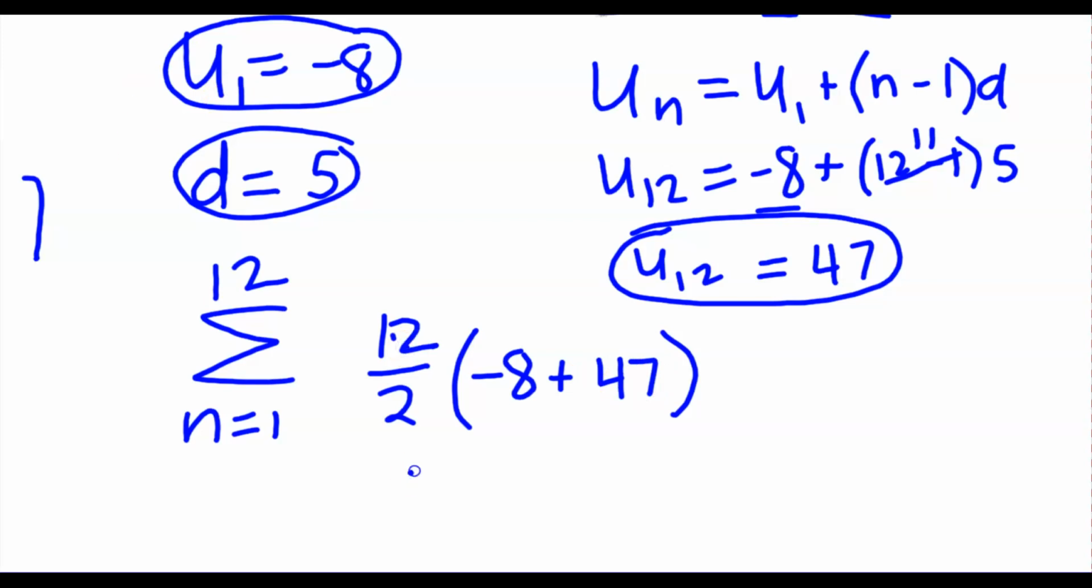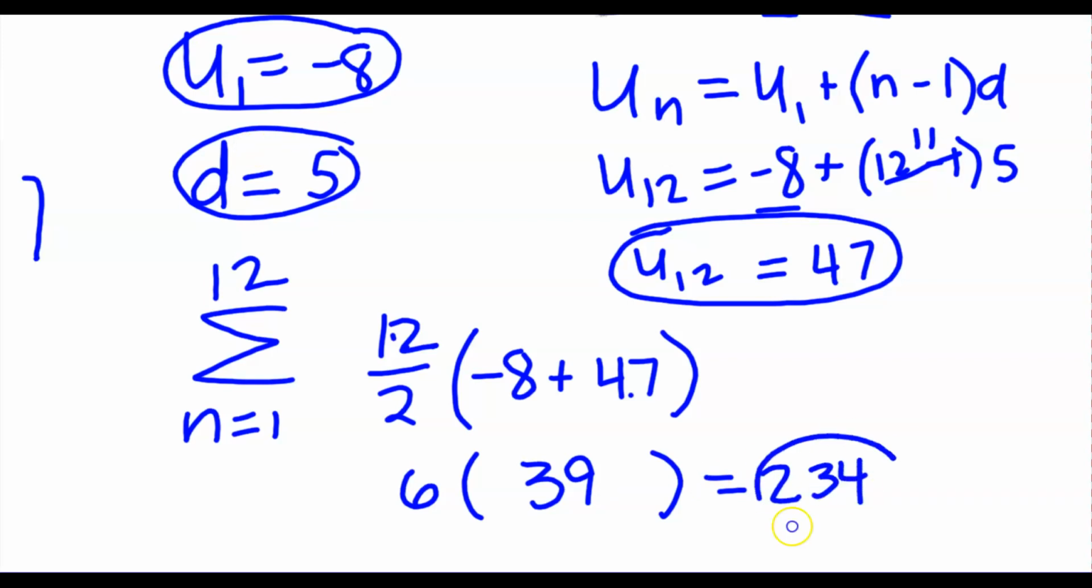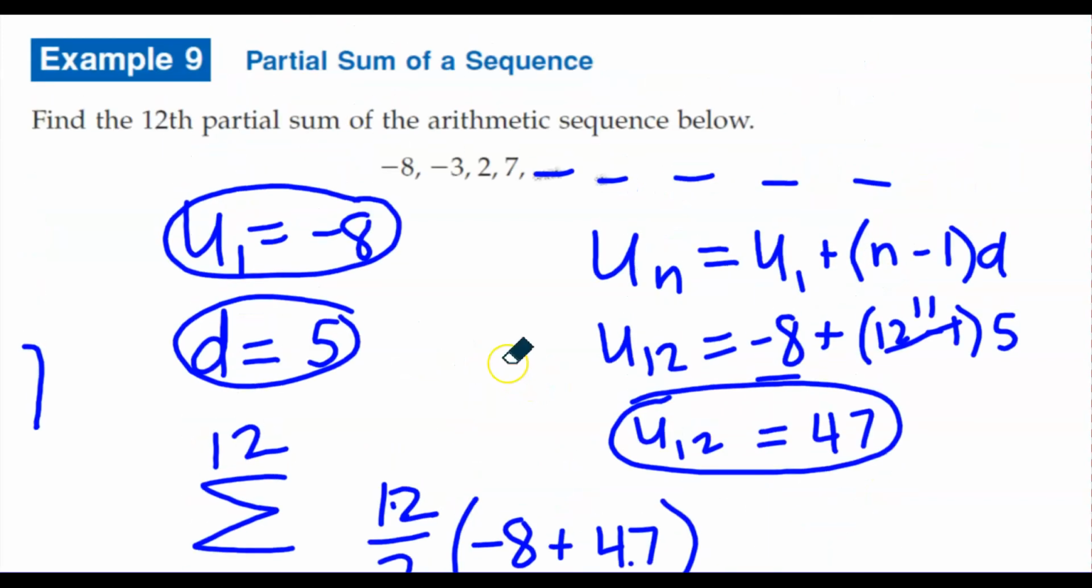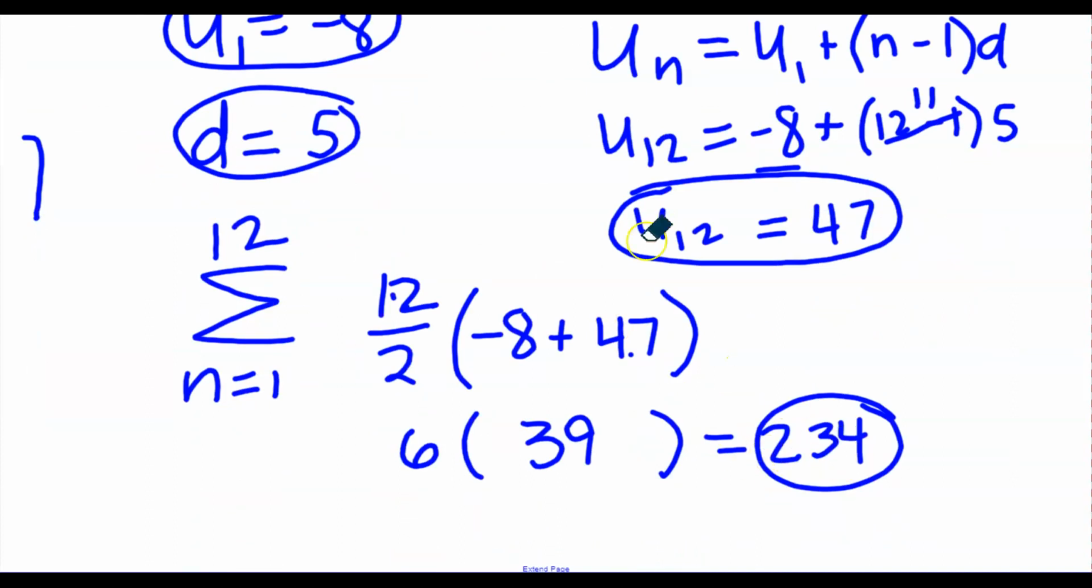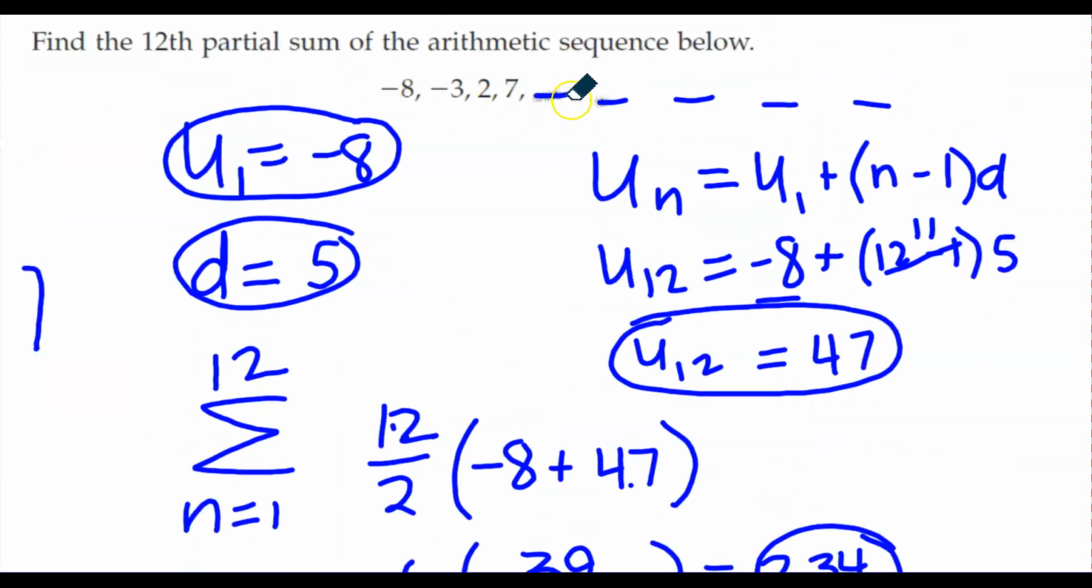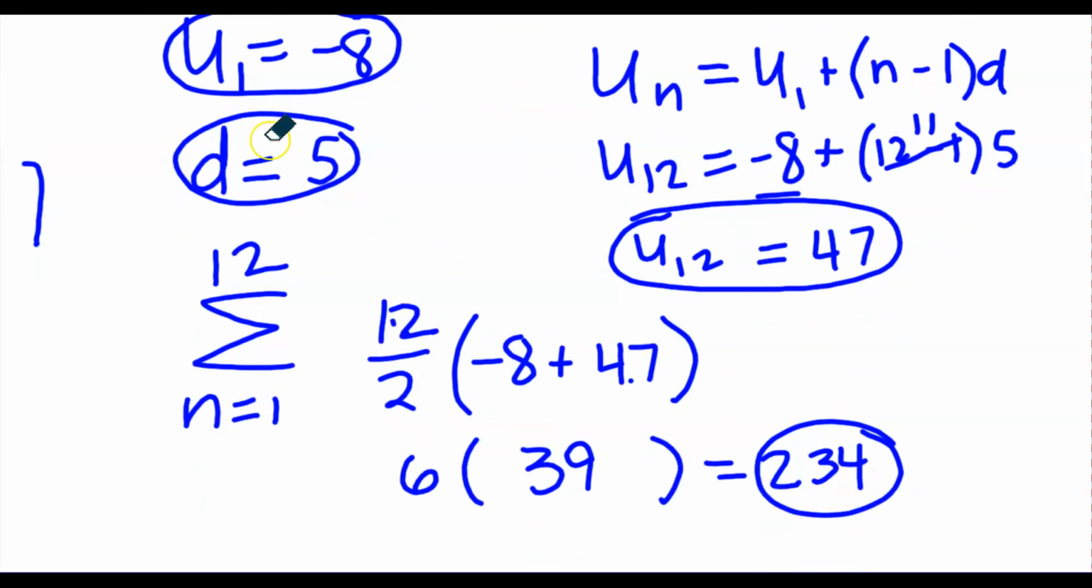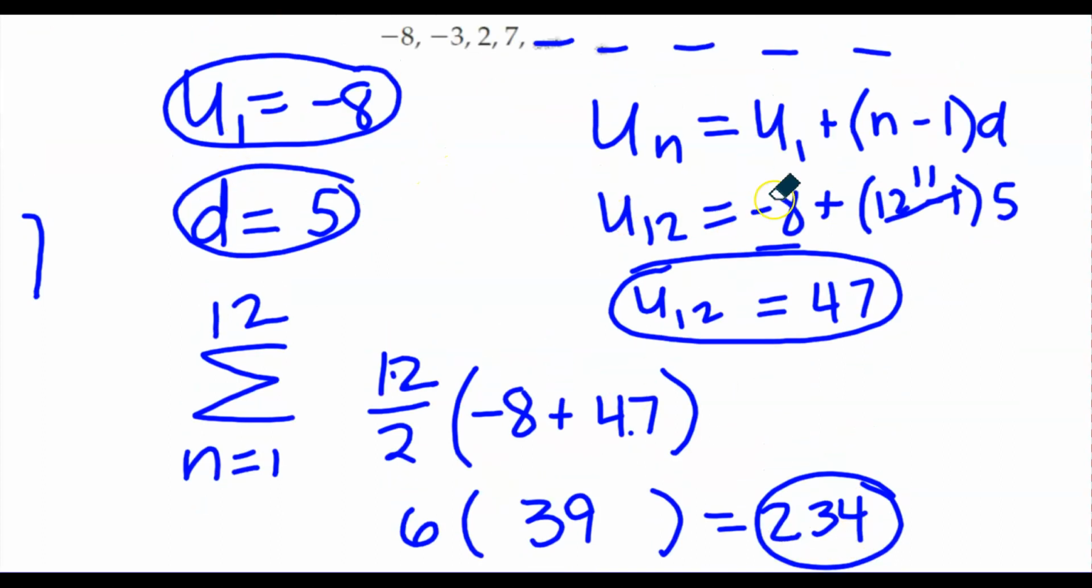12 divided by 2 is 6. -8 plus 47 is 39. And 39 times 6 is 234. So the kth, or the 12th partial sum of this sequence, is 234. If I add up the first 12 numbers in this sequence, I'll get a total of 234. That's it. Now, there's a lot of steps to remember, but most of it's just figuring out what the first and the last term is and then plugging that into the formula.